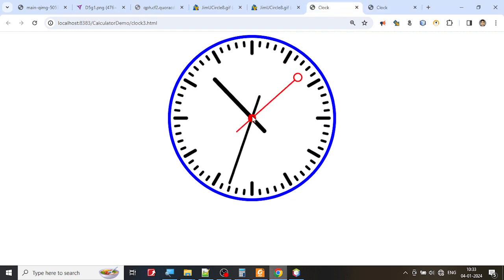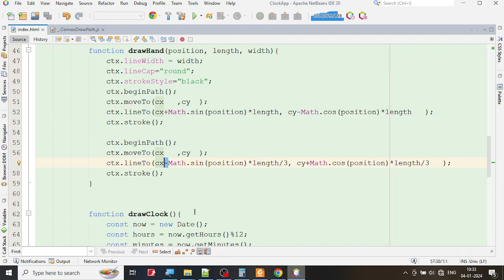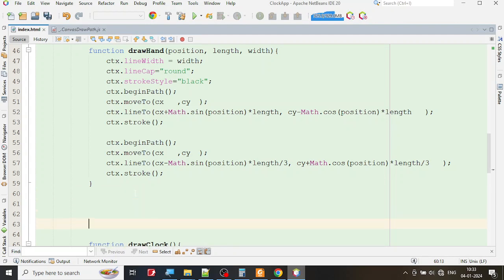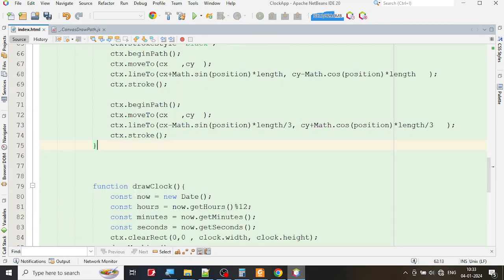We need a circle here, and if you notice this thing, it is very different from these two. They are not the same one. So I'm not going to write this whole thing again. What I'm going to do is this function, the function which is doing its work, no doubt. I'm going to copy this whole function, Control C, this whole function, draw hand. I'm going to copy it and I'm going to paste it again.